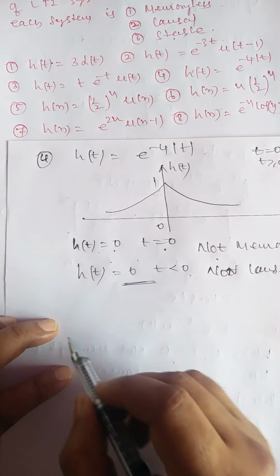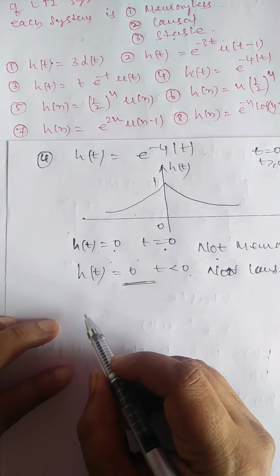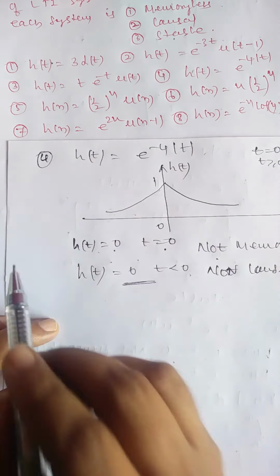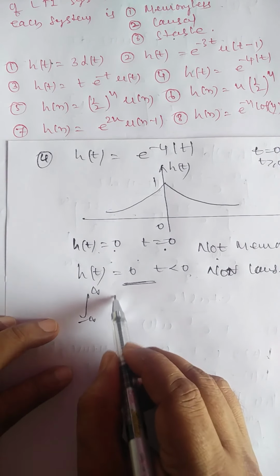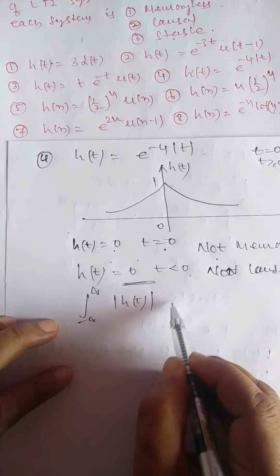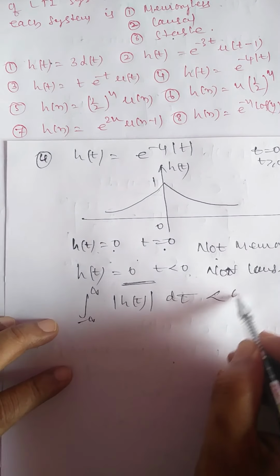It is a non-causal system. Okay. Next, to check its stability, the stability formula is the integral from minus infinity to plus infinity of modulus of h of tau d tau. This must be less than infinity.